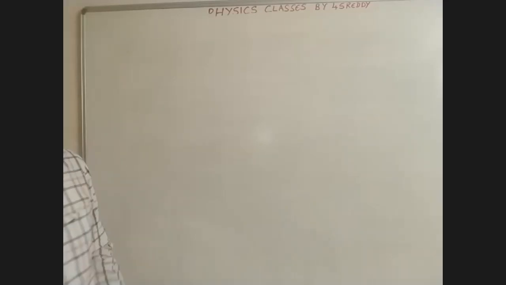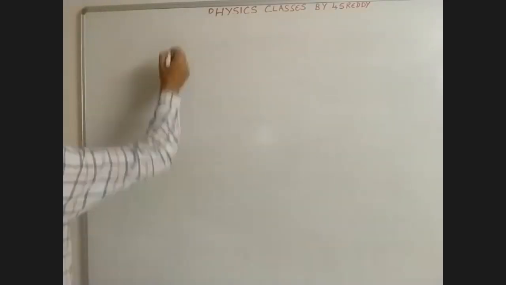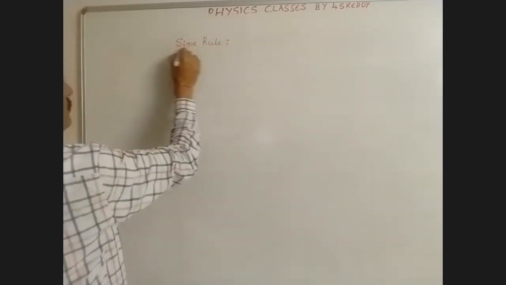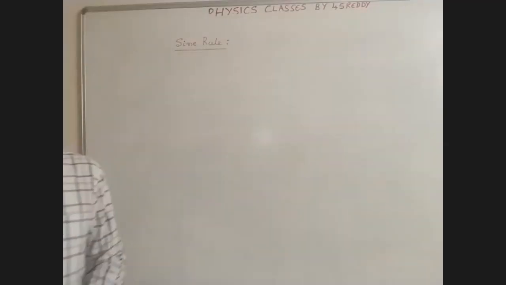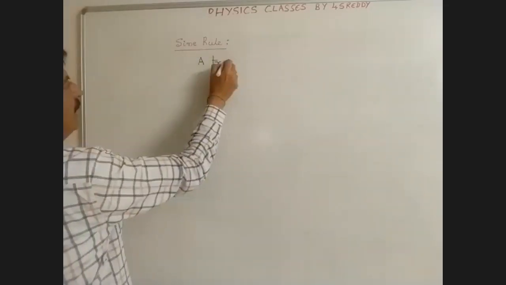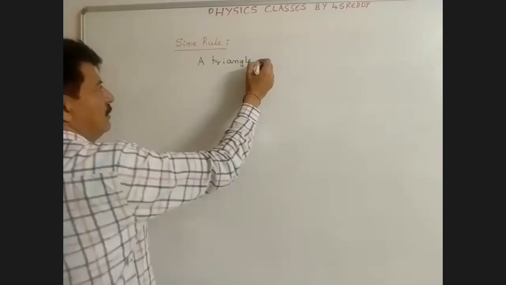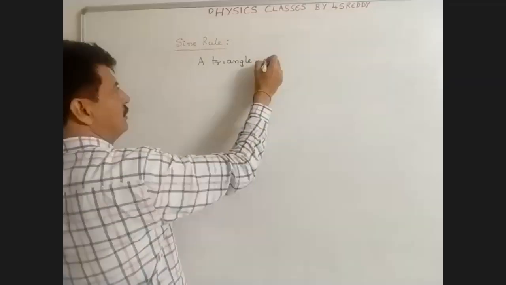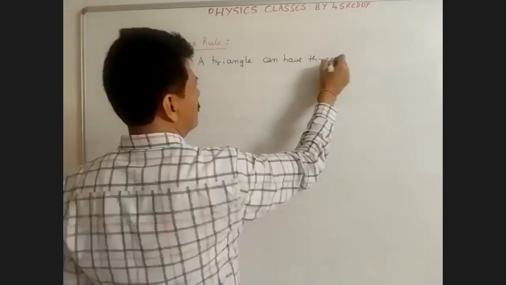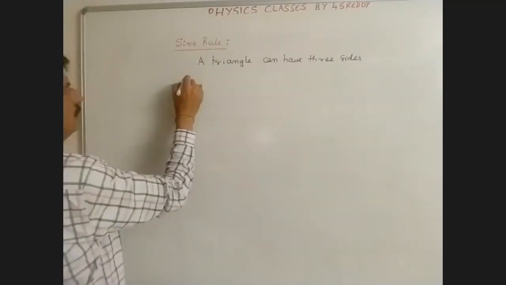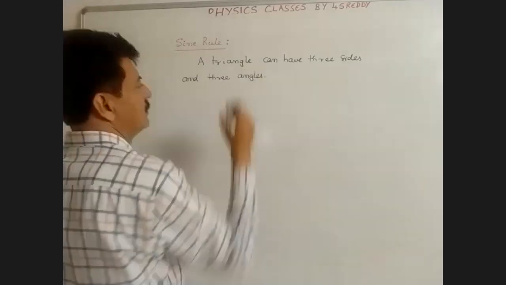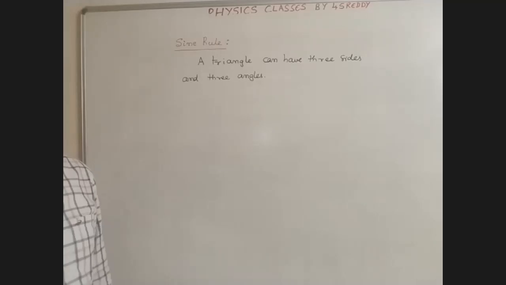Next, come to the other one. Sine rule. Regarding that sine rule, what you can write is, generally a triangle will have three sides and three angles. We know about this.